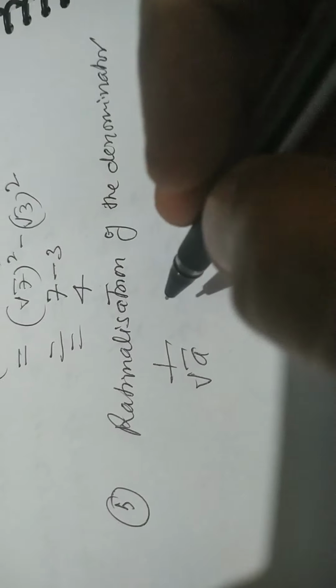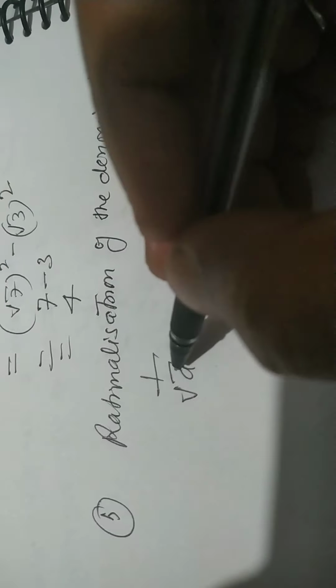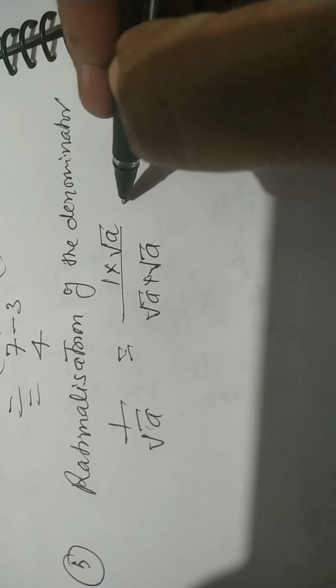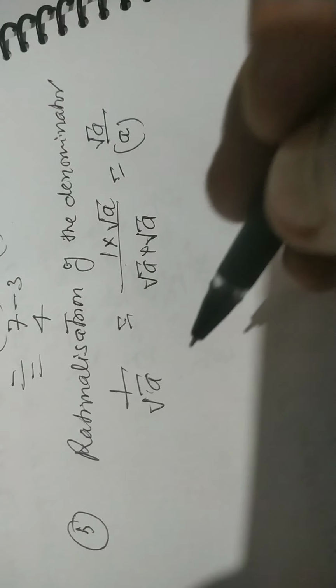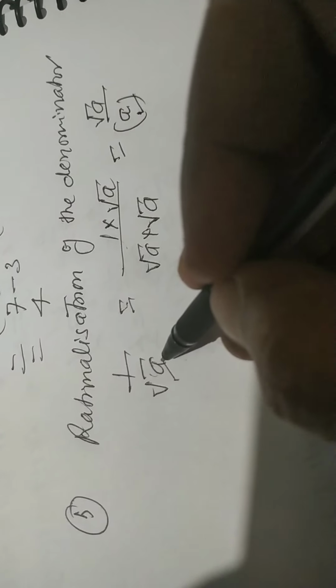Take 1 upon √a, where a is not a perfect square, which means √a is an irrational number. What we do is multiply by the same irrational number, √a into √a, in the denominator and in the numerator, so that it is mathematically correct. Then √a into √a is a. Now the denominator is a rational number.